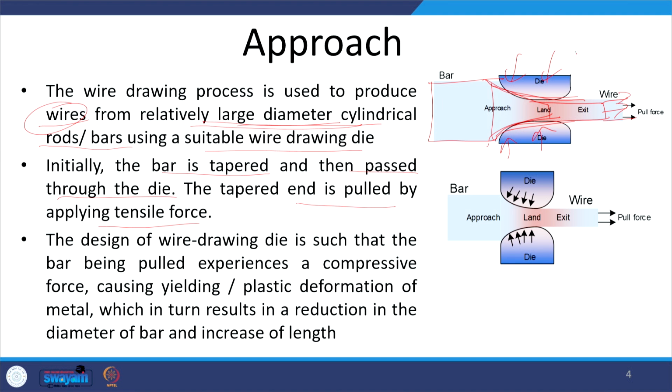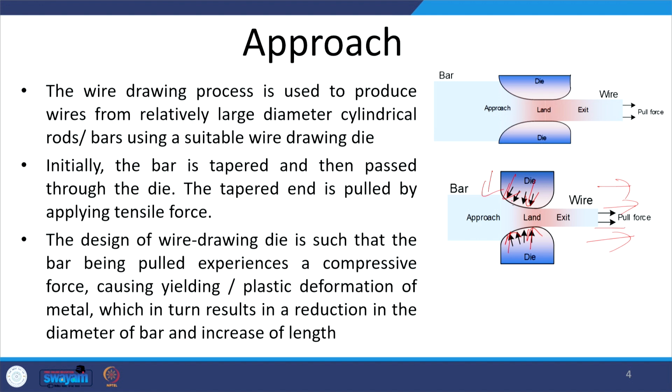So, this plastic deformation facilitates the reduction in diameter and increase in length when the material passes through the die due to the pull force. So, the design of the die is therefore very crucial. If we see carefully, when we apply the pull force, the material will experience compressive stresses due to the constriction offered by the die surface. So, we apply the tensile force, but the material experiences compressive force, which in turn leads to the reduction in cross section.